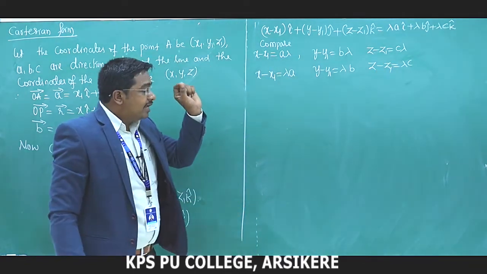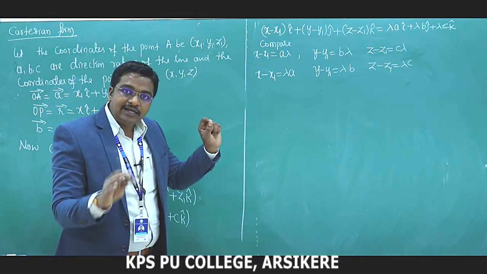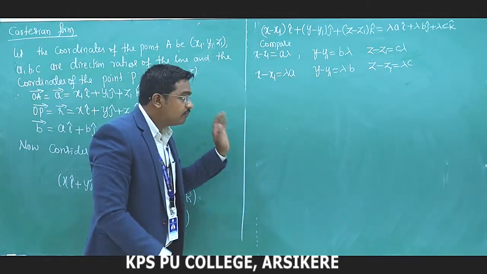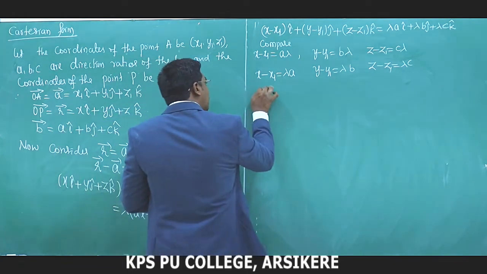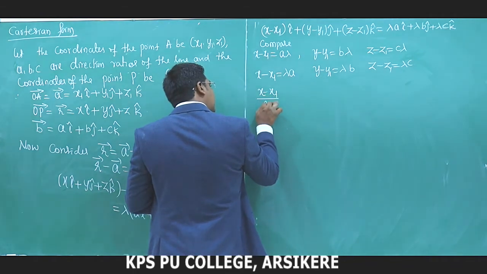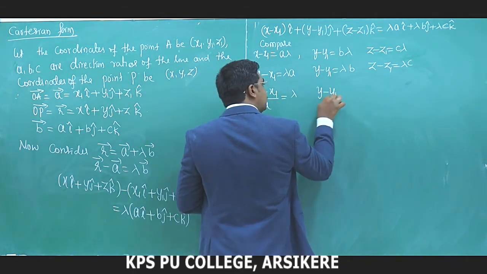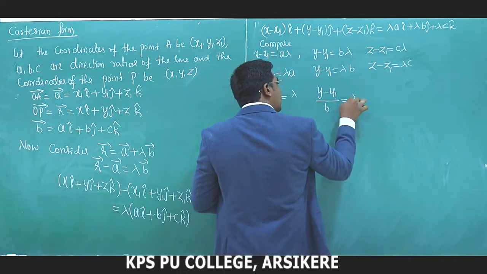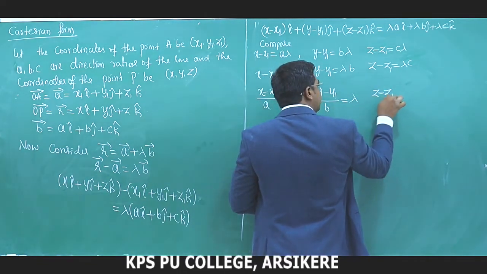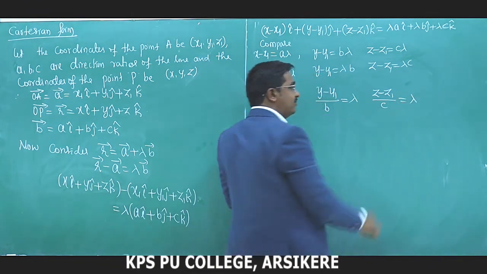Now keep lambda on the right hand side as it is and take the remaining terms to the left hand side from all the terms. x minus x1 divided by A is equal to lambda, and for the second one, y minus y1 divided by B is equal to lambda, and z minus z1 divided by C is equal to lambda.